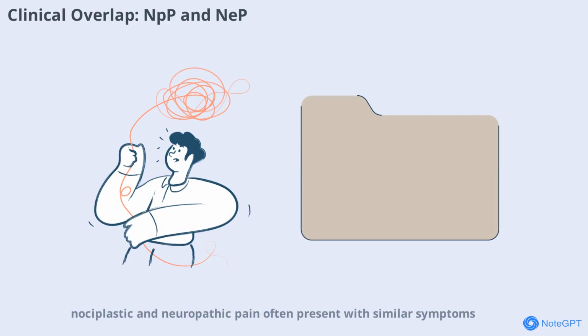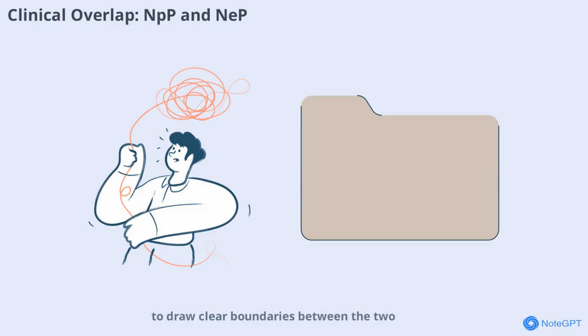In practice, nociplastic and neuropathic pain often present with similar symptoms. Both can involve hypersensitivity, spontaneous pain, and overlapping treatment responses. For example, fibromyalgia, a classic nociplastic pain condition, shares many features with neuropathic pain and is often classified as such by existing questionnaires. This clinical overlap makes it difficult to draw clear boundaries between the two, raising questions about the value of maintaining separate categories.